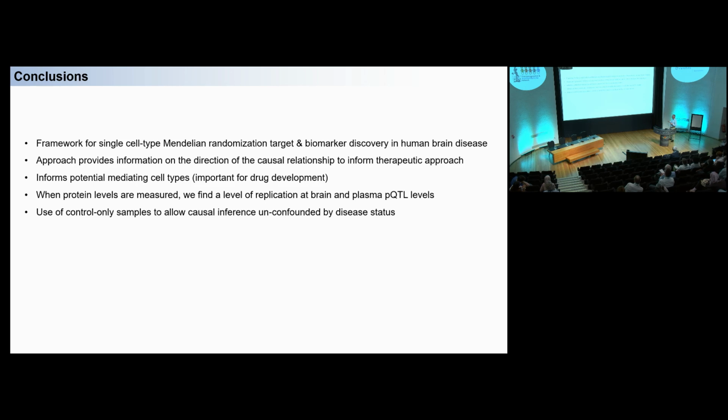So I hope I've shown you that this sort of data can provide the framework for target and predictive biomarker discovery. Importantly, we get information on the directionality of the relationship, and that's vital for informing therapeutic strategy. We get information on potentially mediating cell types, again important for drug development, and high levels of replication from proteins, which is reassuring.